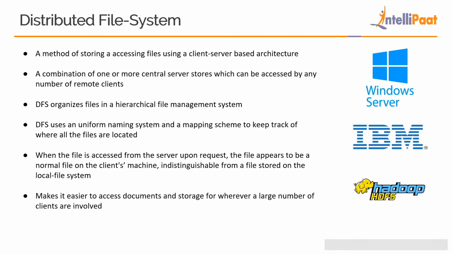The DFS also organizes files in a hierarchical file management system, like you would see in any local file management system, so you wouldn't really notice the difference. And as I made the point, when the file is accessed from the server upon request, the file appears to be a normal file on the client's machine. So you don't see any difference. If you are a client, you download a file from the server and the file appears as it would on a local file system from a centralized file system as well. So those are some of the primary selling points of a distributed file system.